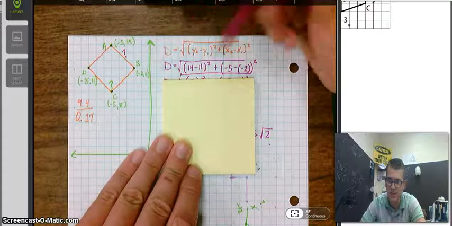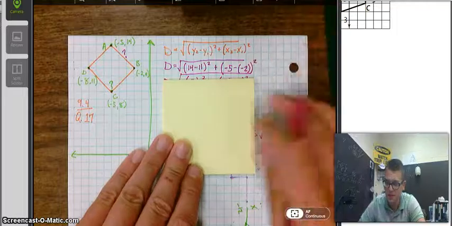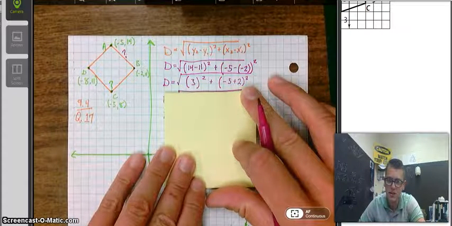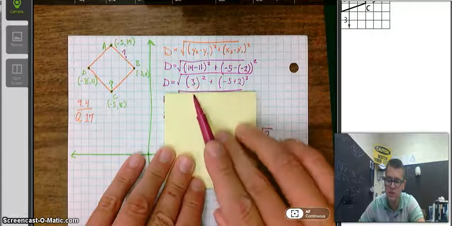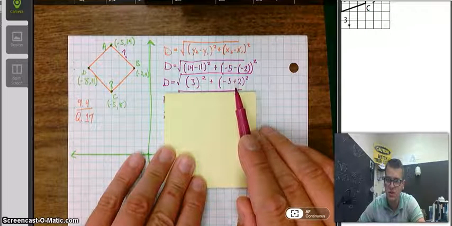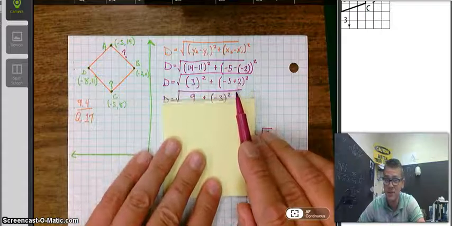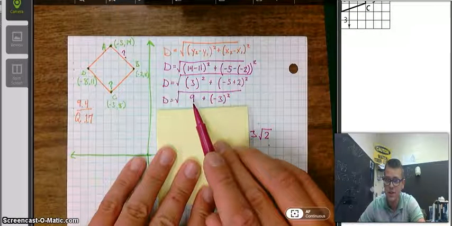Now this is where it gets dangerous. Minus a negative, always pay attention. That's going to become plus a positive. So I'm actually then coming down here. I know that 14 minus 11 gives me 3. I know that minus a negative becomes addition, so I'll have negative 5 plus 2 actually. And this is where it starts to get tricky. 3 squared turns into 9.